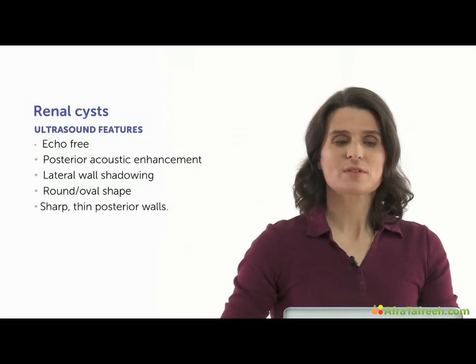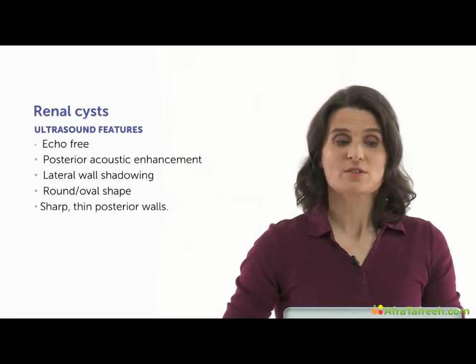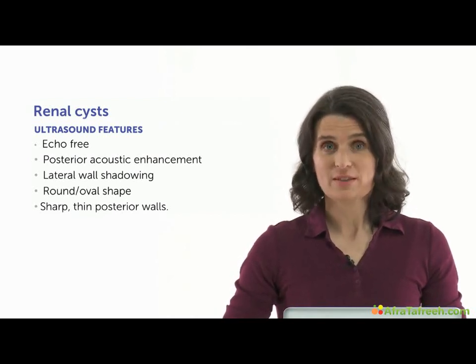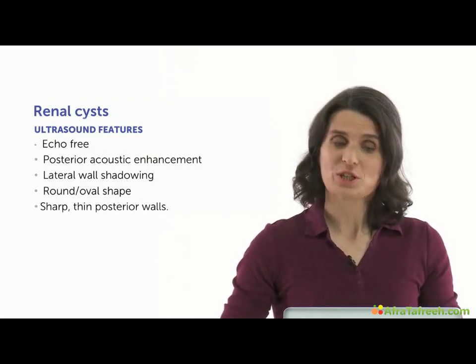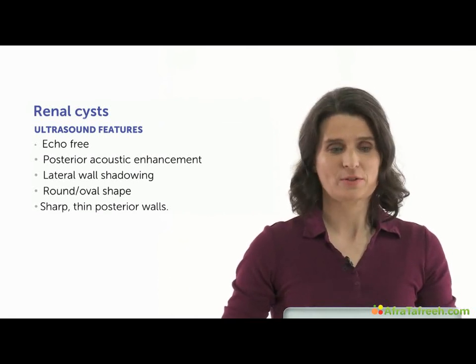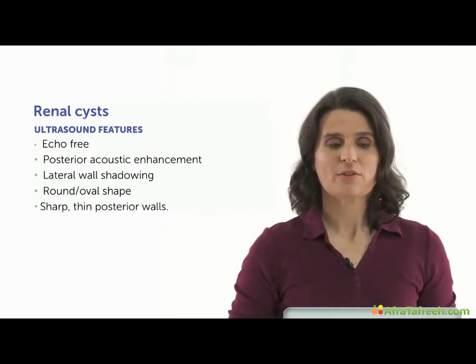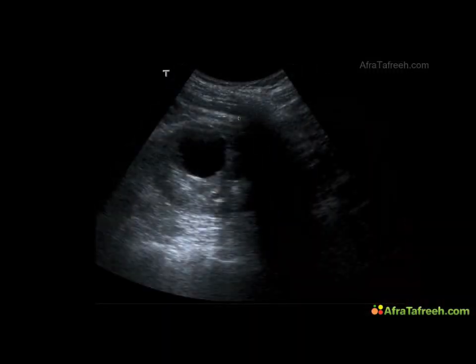In ultrasound, renal cysts contain fluid, and so they are echo-free. They show posterior acoustic enhancement and lateral wall shadowing, which can help us in our diagnosis. They are usually of round or oval shape and have sharp, thin posterior walls. Now we can easily detect this round echo-free area over here.